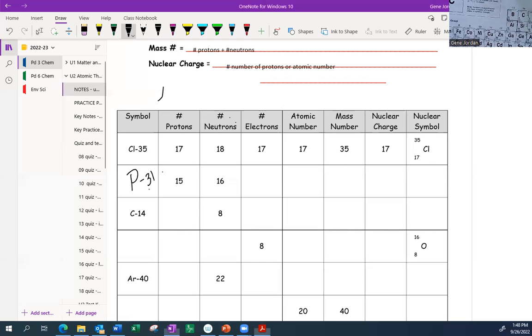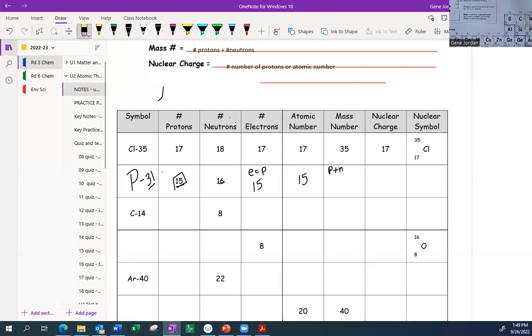If its mass number is 31, we know to add these two will be its total mass number. But what about the number of electrons? Well, electrons equal the number of protons in a neutral atom. So it has 15 electrons to match the number of protons. How about its atomic number? Well, its atomic number is the same thing as its number of protons, so it's 15. It's a pretty easy one. Its mass number is going to be how much mass it is, which means you take the number of protons plus the number of neutrons.